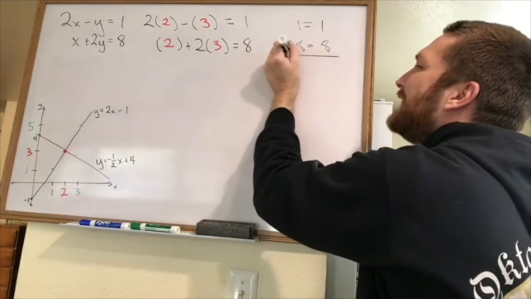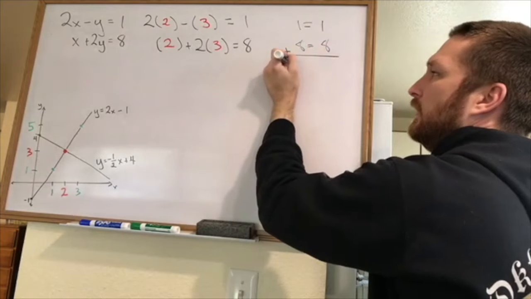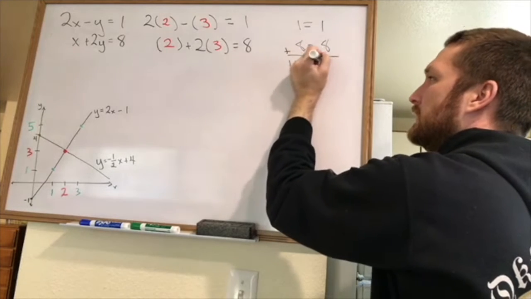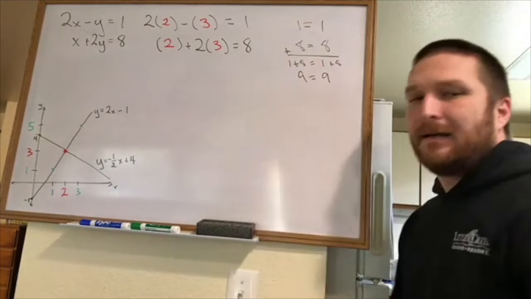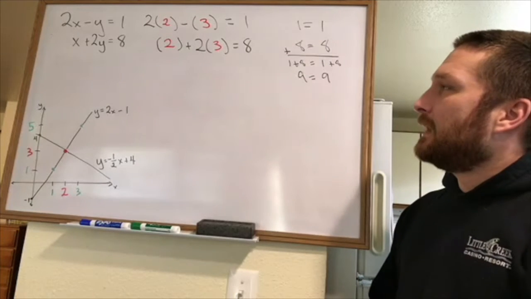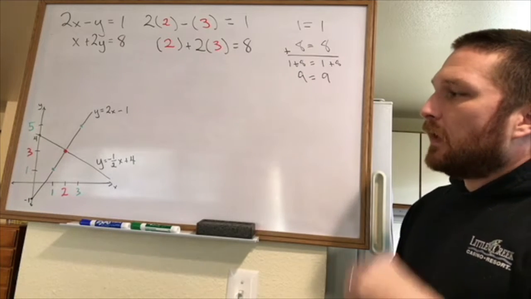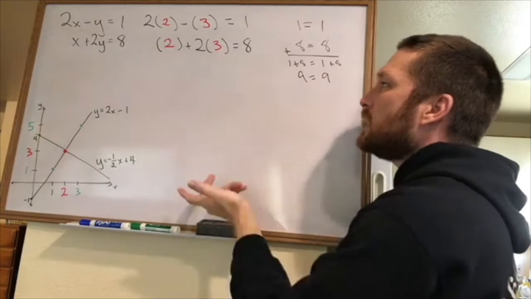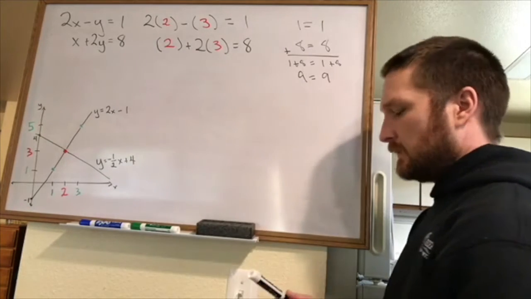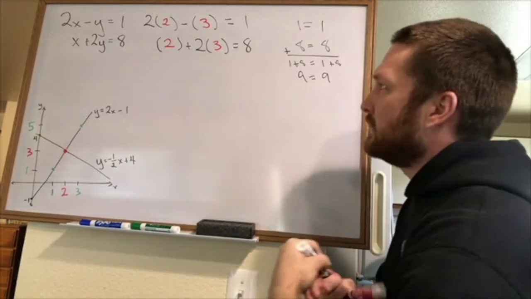And so I can add these two equations together. And I get 1 plus 8 is equal to 1 plus 8. In other words, 9 equals 9, right? Obvious. But that's when you plug in a point that is true for both equations. You get something like this. And we can see why that has to be true, right?